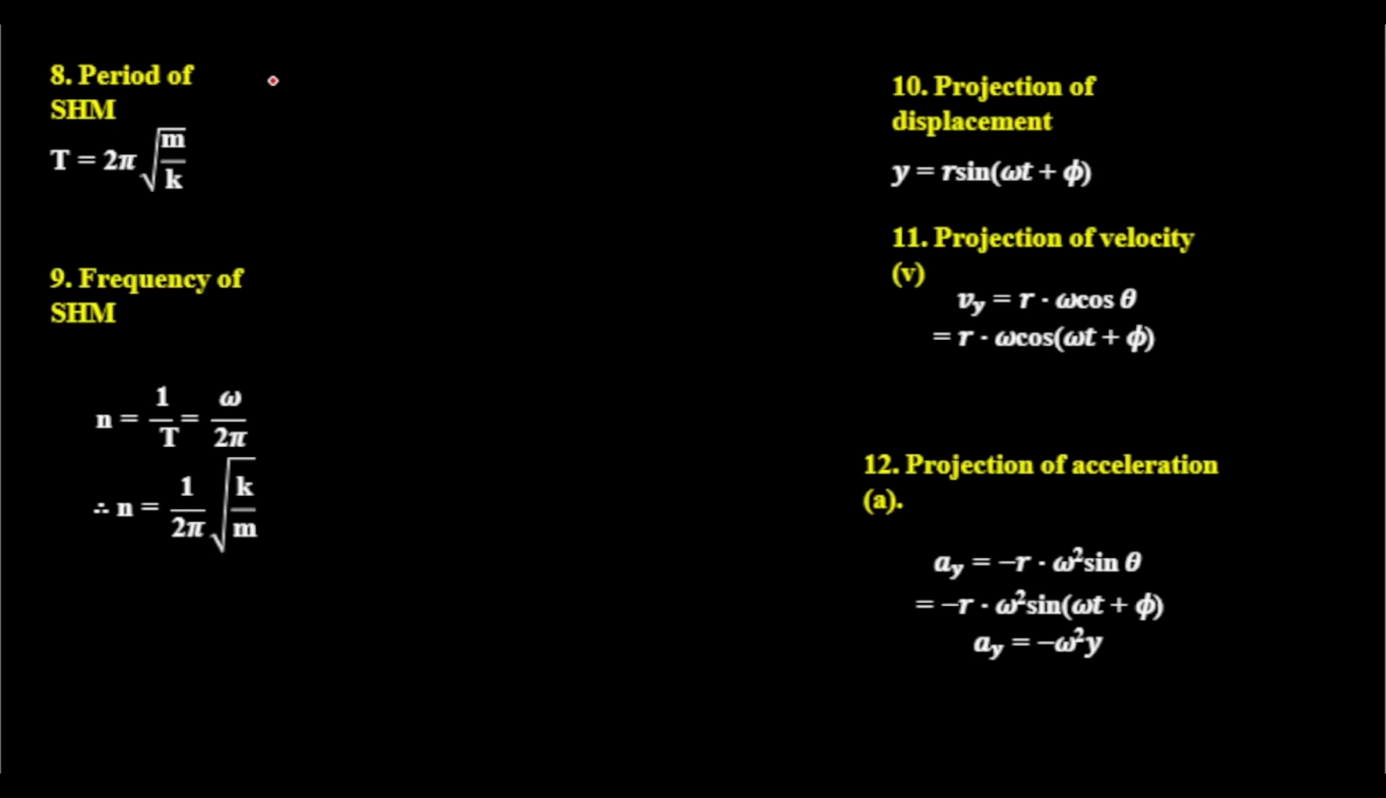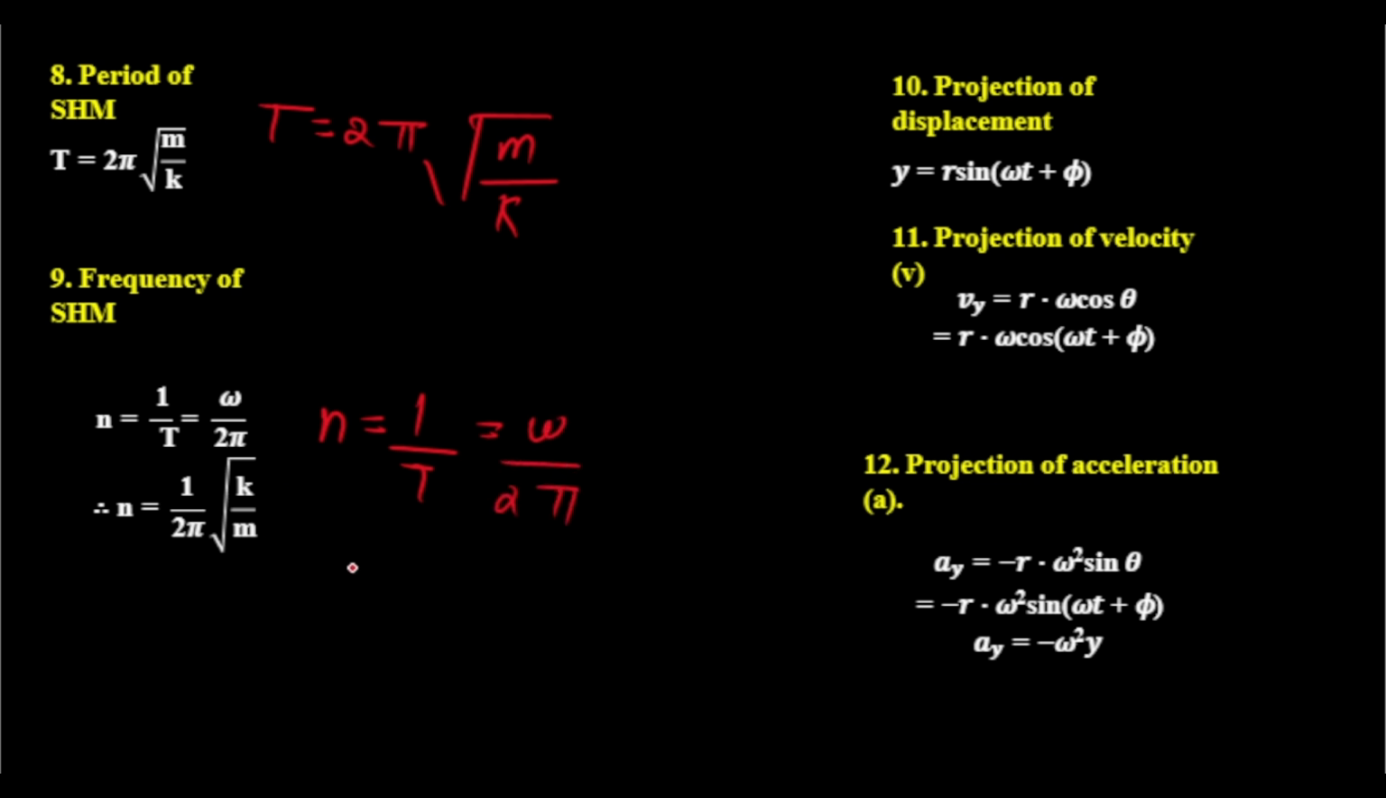So, period of SHM T is equal to 2 pi root of m by k. Frequency n is equal to 1 by T, which is omega by 2 pi, and if we put this value, we get n is equal to 1 by 2 pi root of k by m.